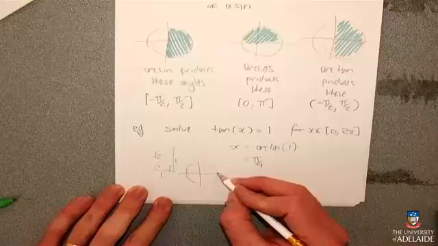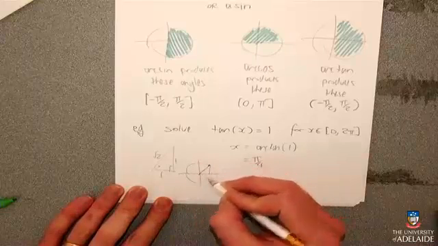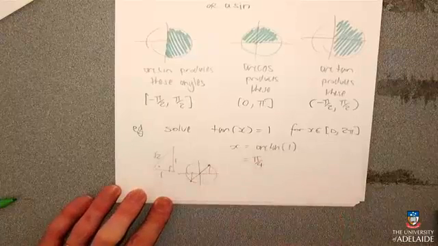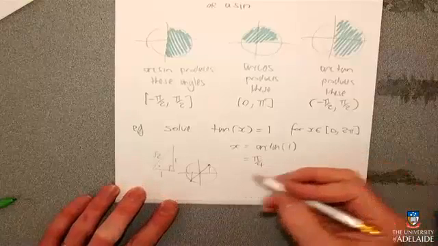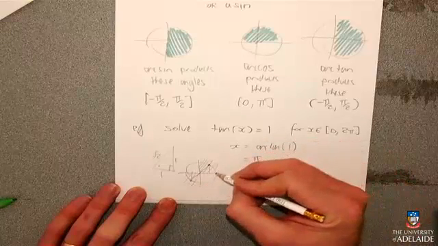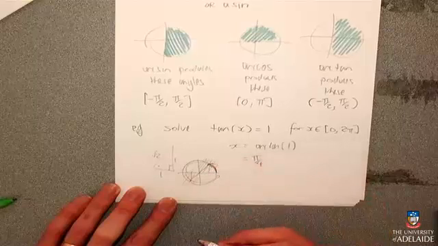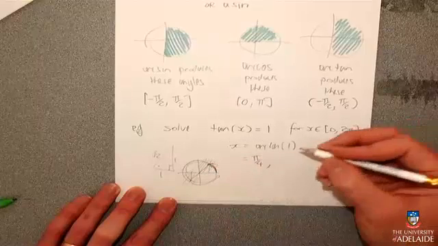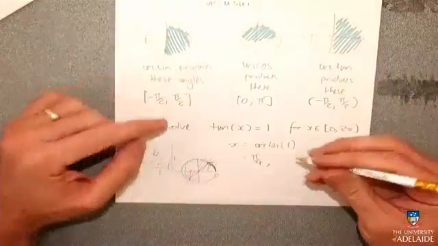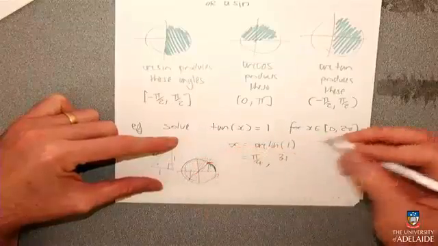Okay, tan is positive not just here, but also here. So there's my pi on 4 there, but there's another angle which also produces the same slope. And so tan is positive up here and down there. And if I go to 0 to 2 pi, that means I'm going all the way around here. So I get pi on 4, and also, one, two, three, four, five pi on 4.